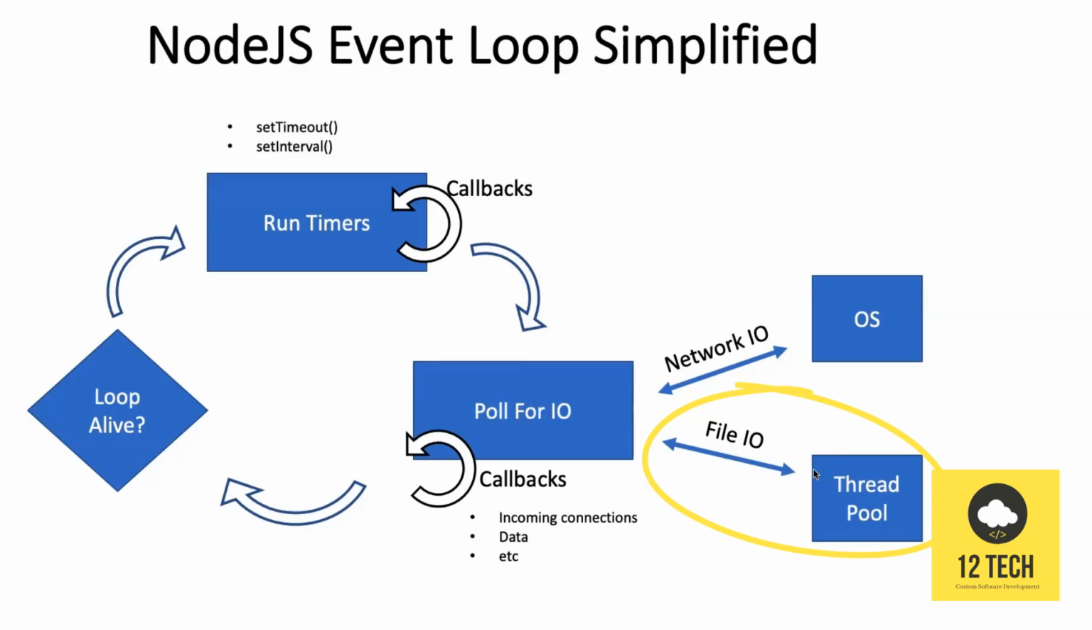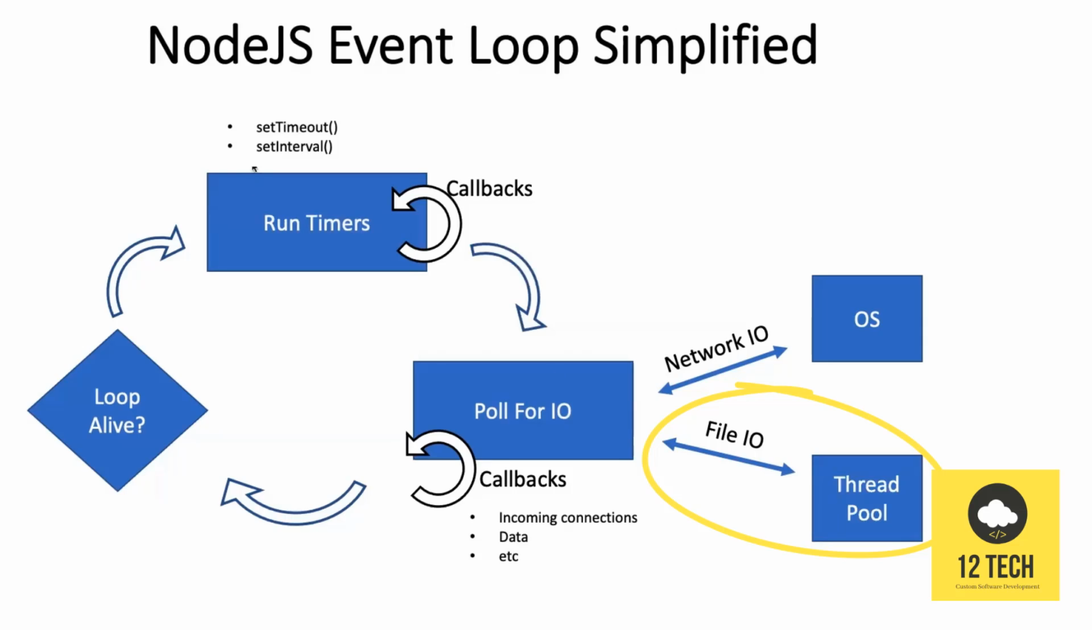The reason why I have to explain this is so that I can touch upon how the thread pool is used and where it fits in the picture. The problem with file IO is the library doesn't have a platform independent way to do non-blocking file IO, right?